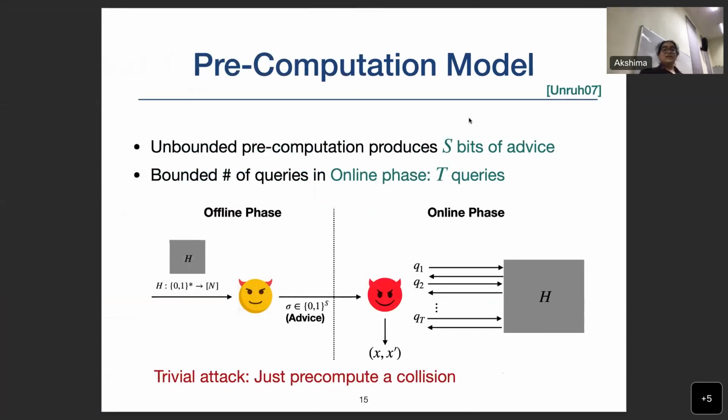So no limit on the pre-computation? No, there's no limit on the pre-computation. It's unbounded. The only limit is that you don't get to output too much. You can output S-bit, bounded size of advice. So there is no computation limit or limit on the number of queries you make in the offline phase. In the online phase, there is a limit on the number of queries you can make. So for such an adversary, finding a collision is trivial.